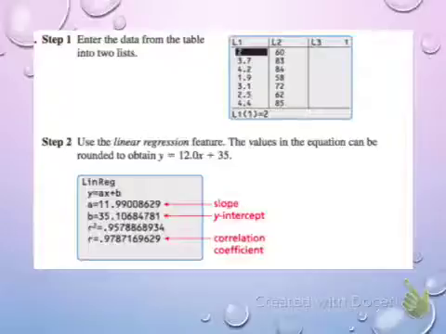Now, our second step here is we're going to use the linear regression feature. The values in the equation can be rounded to obtain y equals, notice the a is the slope, which is pretty close to 12. Then we have b, which is the y-intercept, is pretty close to 35. So we're going to have the equation y equals 12x plus 35. Now our correlation coefficient is down here at 0.978.